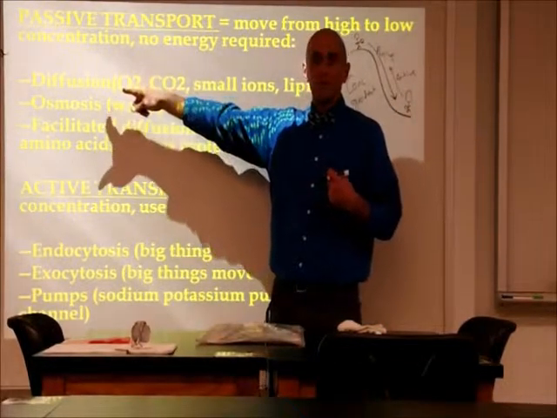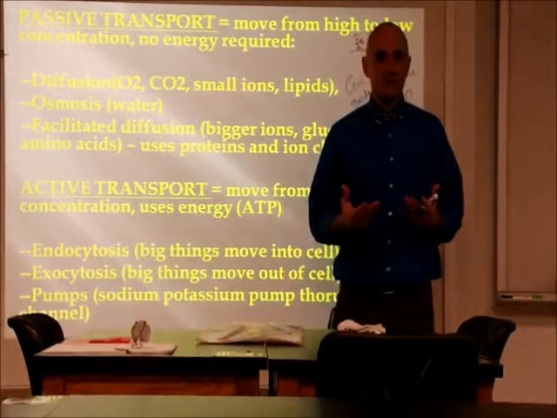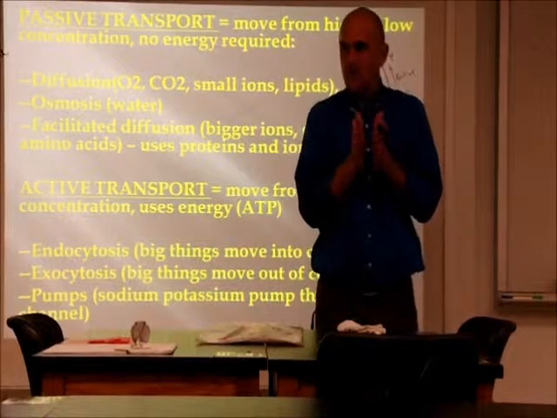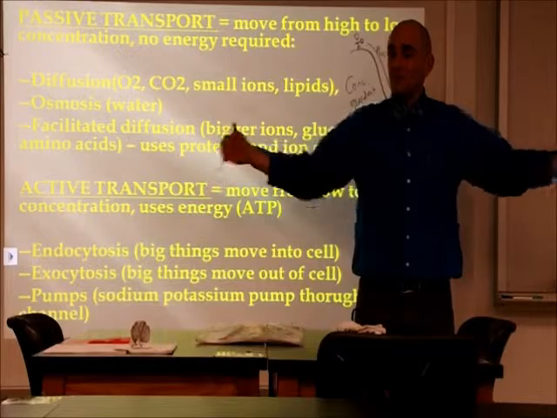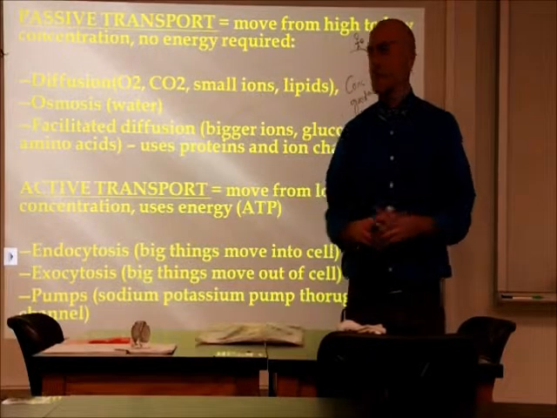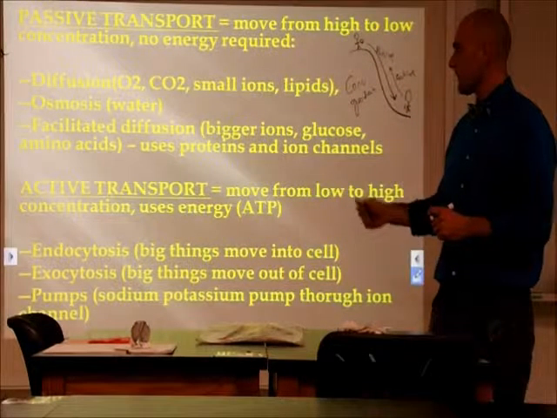Sugar can get in through diffusion, but it's real slow. It's like squeezing through a real tight space. Whereas with facilitated diffusion, we can open a really big door and a lot of sugar can rush into the cell at one time.